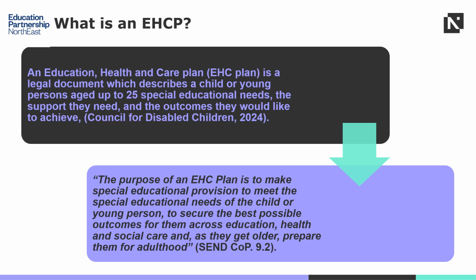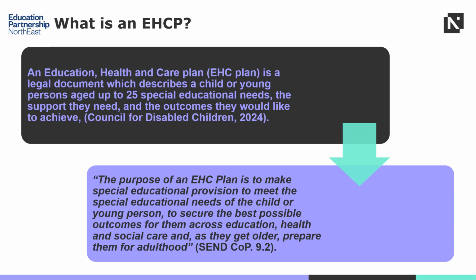So if we look at this through the educational lens, and I've used the definition here from the Council for Disabled Children. An EHCP or an EHC plan is a legal document which describes a child or young person aged up to 25's special educational needs, the support they need, and the outcomes they would like to achieve.